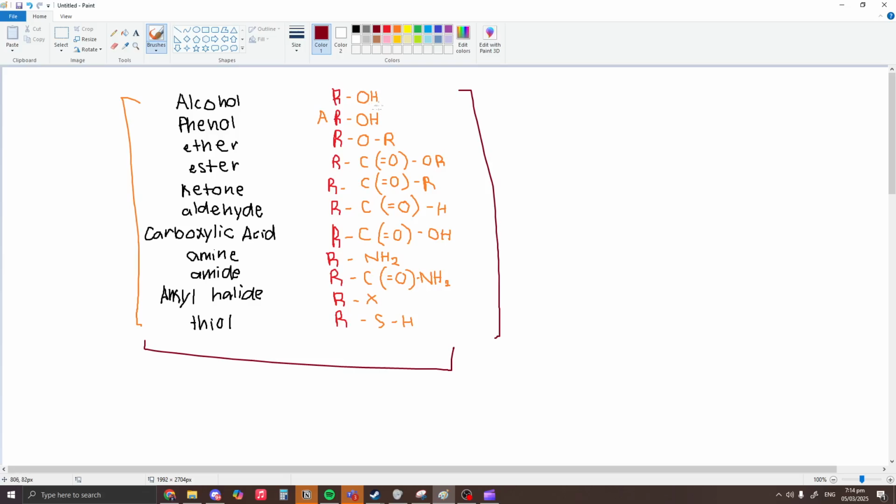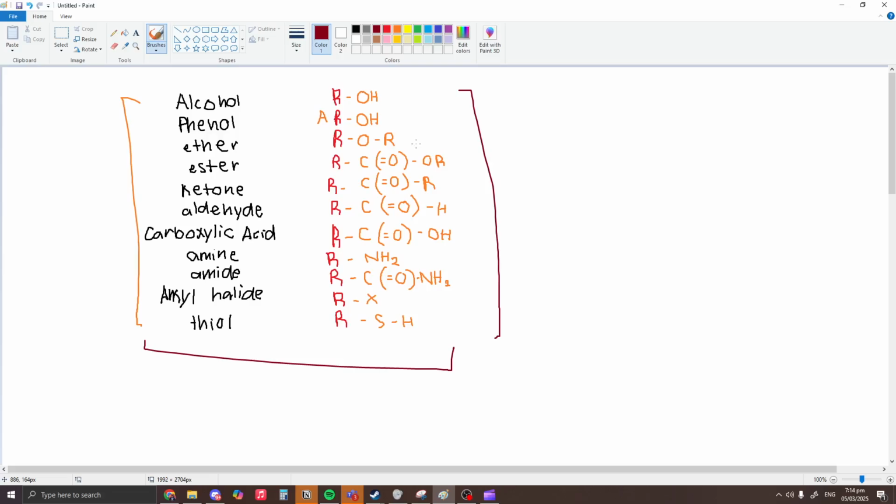So here you have ROH. Immediately phenol, remember it's a benzene ring with alcohol put on it. So it's AROH because it's an aromatic compound. Now ether is just ROR. Just put ROR. I just like saying ROR. That's for me, because that's how I managed to memorize it.